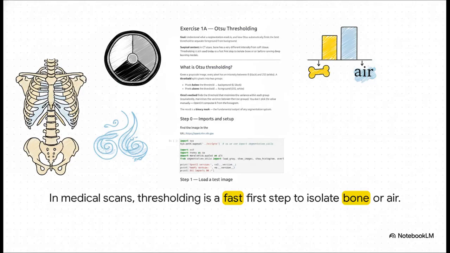And this isn't just some academic thing, by the way. This exact technique is still used all the time in real-world medicine. On a CT scan, for instance, bone and air show up very differently from soft tissue. So thresholding is a crazy fast and effective first pass to find those structures before you do anything more complicated.